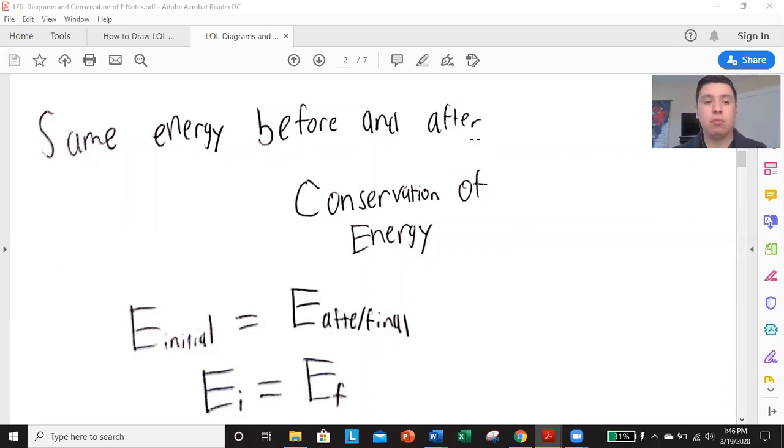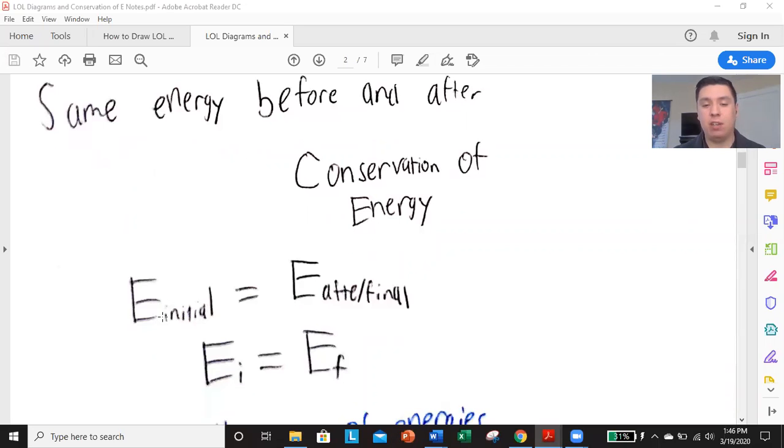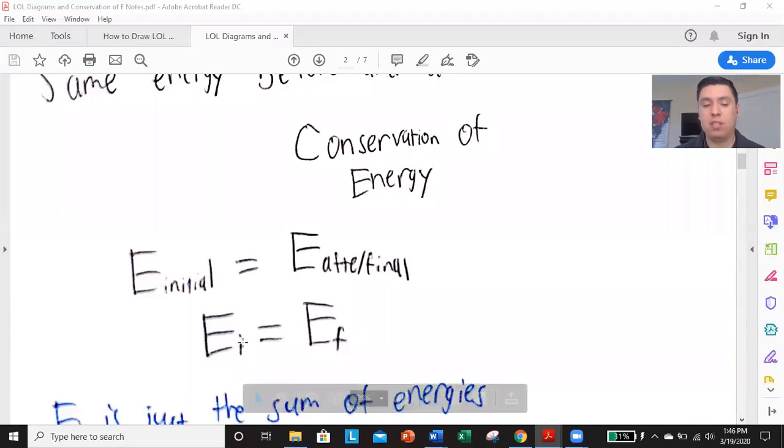All right, so what I have here is that the same energy before and after. So what that means is for conservation of energy, whatever energy you have in the initial case is going to be the same thing you have for the after case, or the final case. From this point on, I'm going to put EI as E initial equals EF or E final.